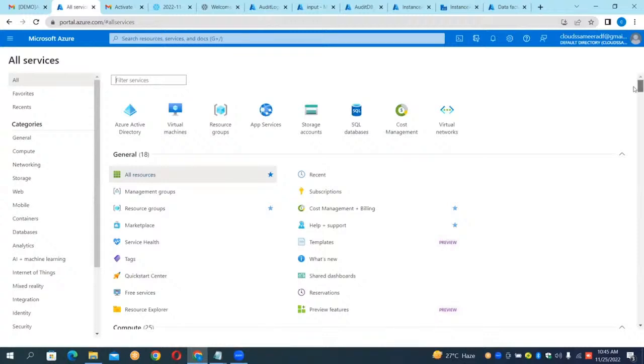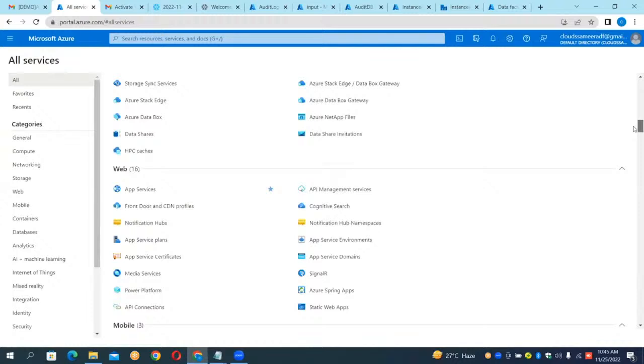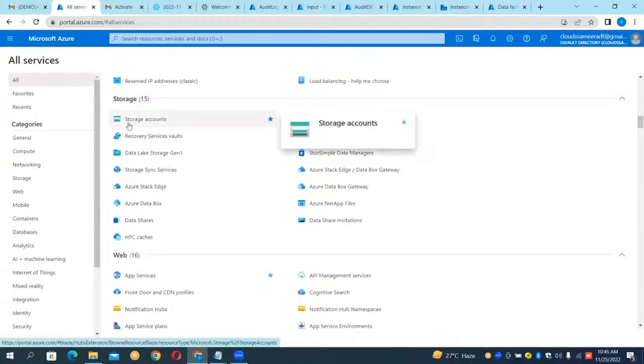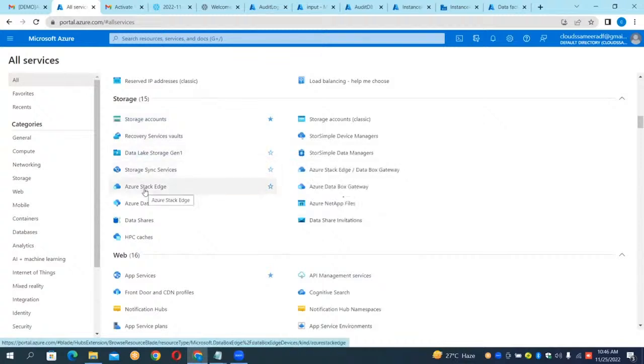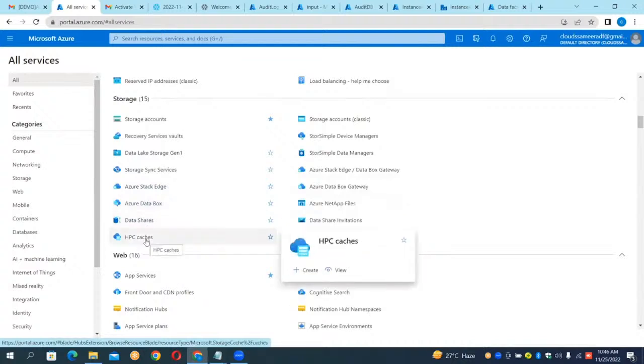Can you see it? These are all the storages. Can you see storage? These are all storages only. Storage accounts, recovery service vaults, Data Lake Gen 1, storage sync service, Azure Stack Edge, Azure Data Box, then data shares, HPC caches. All these are storages you can use. That means you have 90 plus storages which you can use.